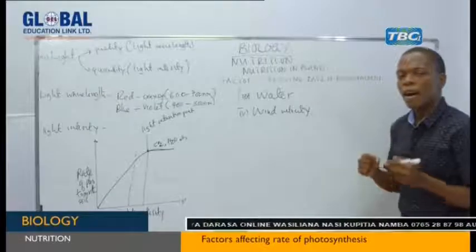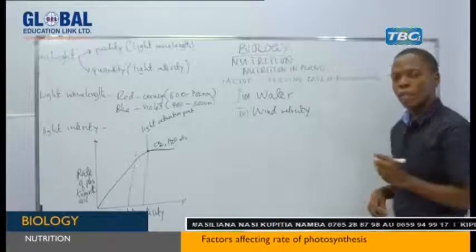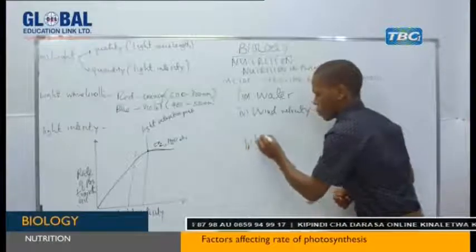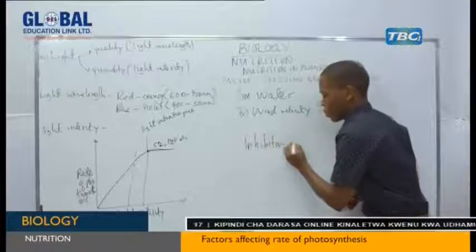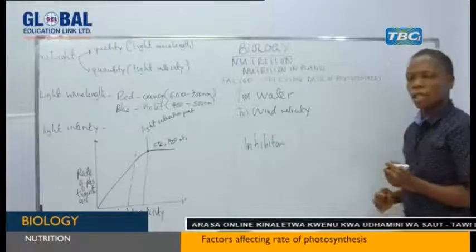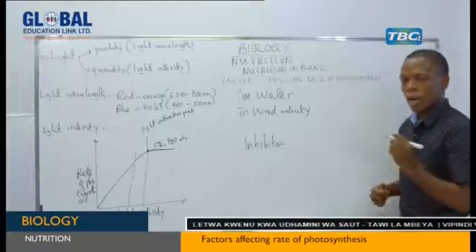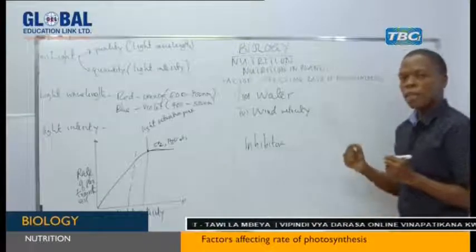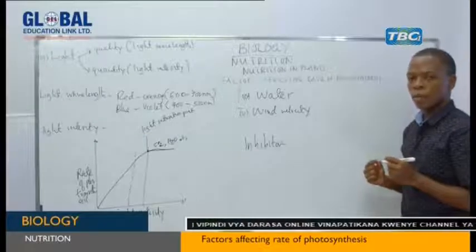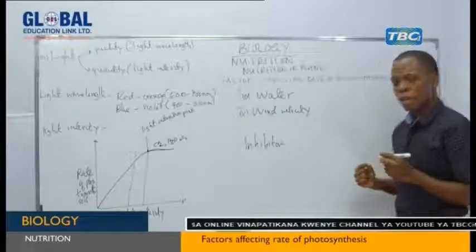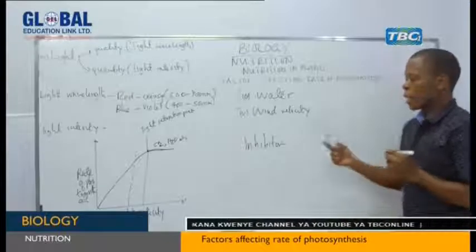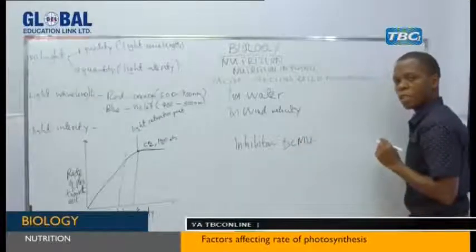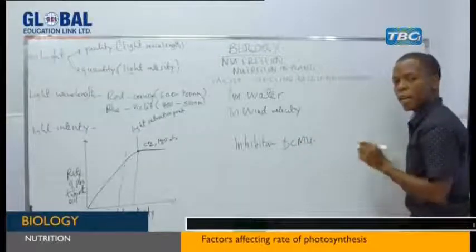But also, we have another factor which affects the rate of photosynthesis, and this is inhibitors. Actually, for the process of photosynthesis to stop, you use an inhibitor. How? One of the inhibitors, for example, in most herbicides, they contain the so-called DCMU. The long form of this is dichlorophenyl dimethyl urea.